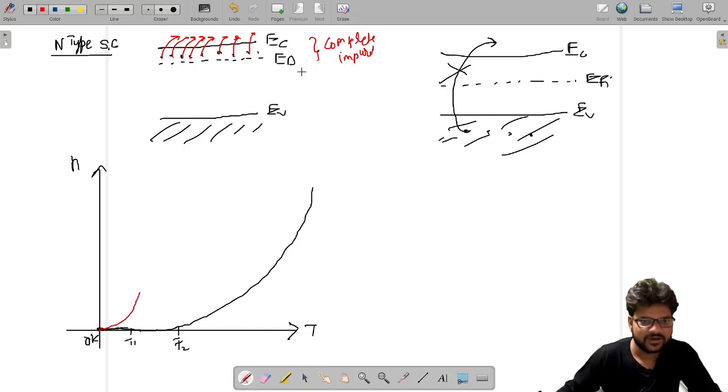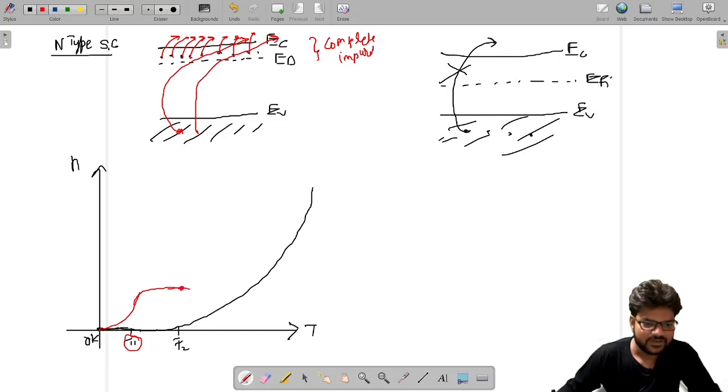Now what will happen after T1 Kelvin, where complete impurity ionization has taken place? The number of electrons will be constant, because no electron is going from the valence band to the conduction band. The electrons in the valence band need more temperature, which we have not provided yet. Let us say after T2 Kelvin, these electrons get enough energy to get into the conduction band, and they also start going into the conduction band.